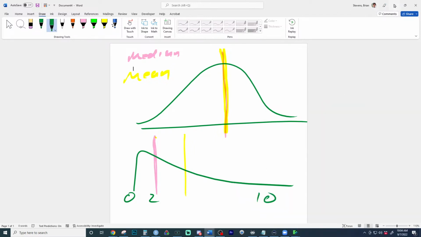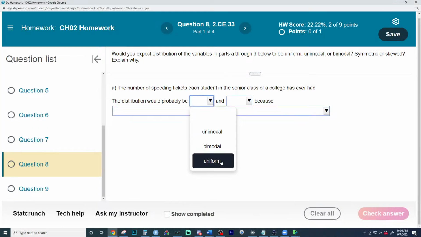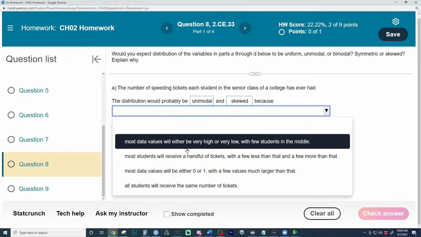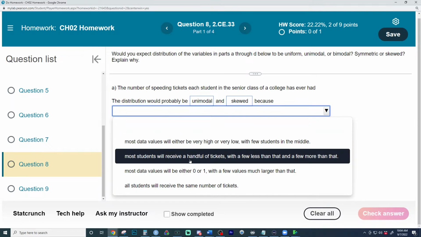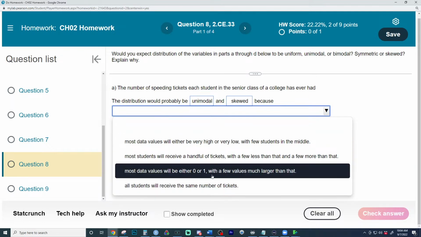And there's not going to be many of them. There's going to be like a few. So the distribution is probably unimodal. A lot of people with like 1 or 2, and skewed because, let's see. Most data values will be 0 or 1 with a few larger values.